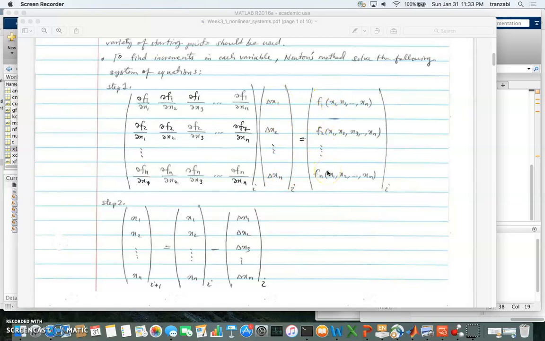In short, we can write this matrix equation in this form, where the variables at the i plus 1 iteration are equal to the variables at the i-th iteration minus the change at the i-th iteration.